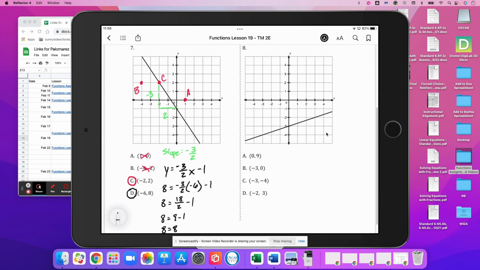And moving on to number 8, we have 0, 9. Well, that's going to be way up there somewhere. So obviously, that's not going to land on the line. Negative 3, 0. So right here. That's not on the line. Negative 3, negative 4. Definitely lands on the line. And negative 2, 3. Not on the line. So the only one in that set that satisfies the function is C.